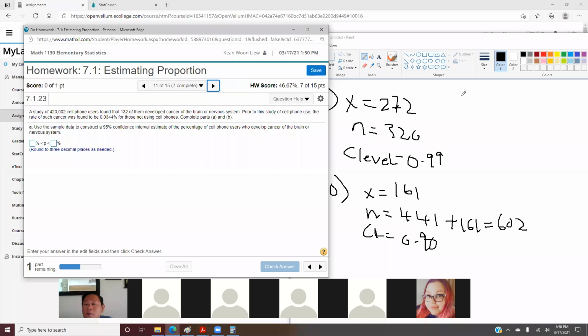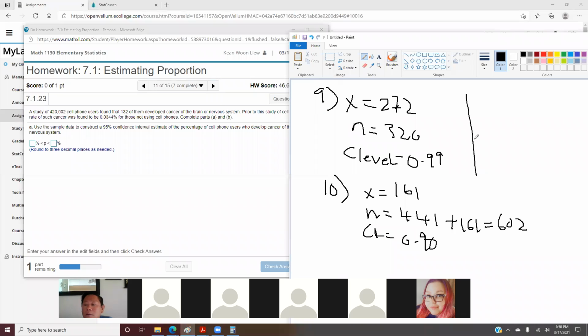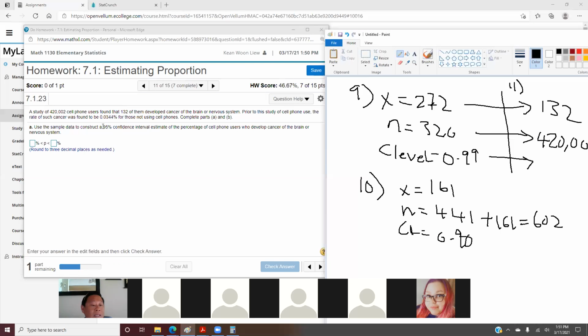Number 11. What is your X, and the confidence level here? X is 132. N is 400, the big number. It's 95%, they ask you for 95%.